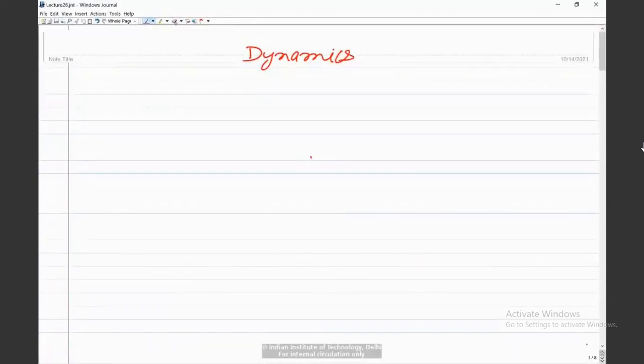So we are continuing with dynamics. In the last class I talked about the mass matrix for the truss element and the Euler-Bernoulli beam element. So today let me also give the mass matrix for the Timoshenko beam element.